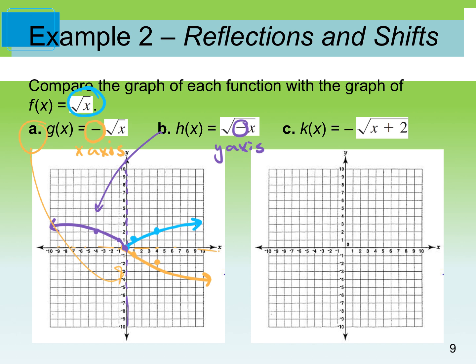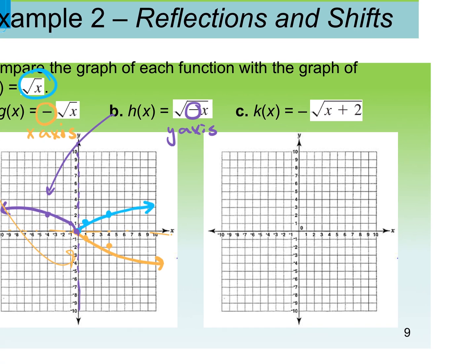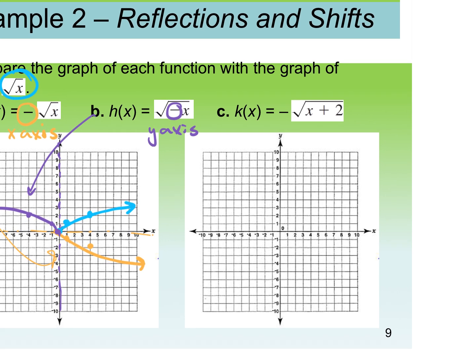Now with C, we have multiple transformations happening. When you have multiple things happening, you always want to start from the inside and go out. So starting with x plus 2. X plus 2 shifts our graph which way? We're adding 2 on the inside. Which way? To the left 2. Awesome. So we take our parent function and shift it to the left 2.